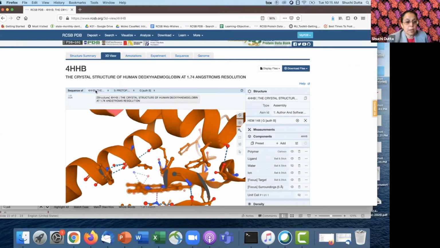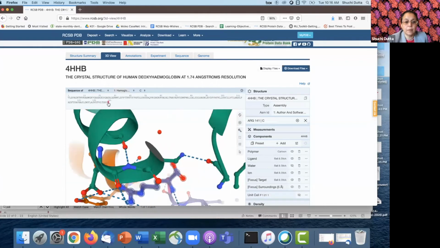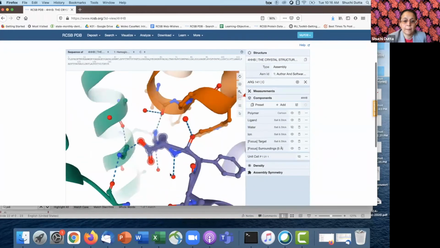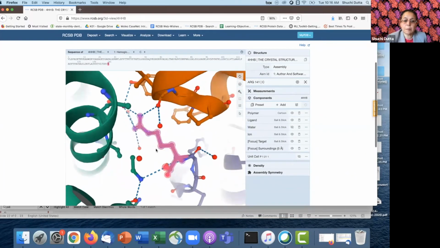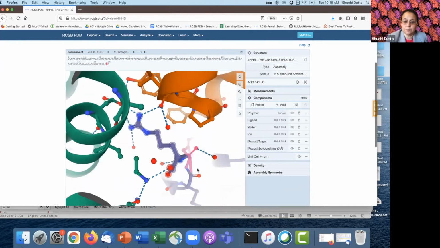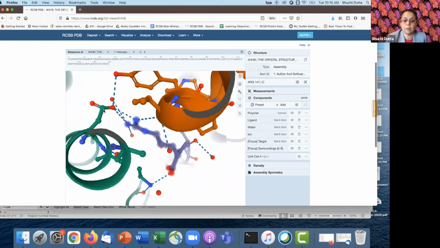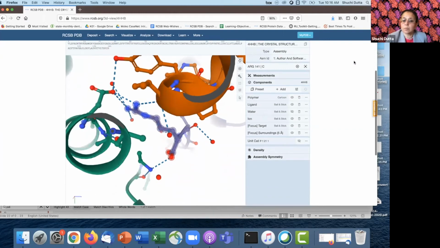So the way I would go about this is I would go to chain C by selecting the entity 1 and chain C. So now I'm looking at chain C's sequence. If I click on this arginine, this purple colored arginine is the one in question. So notice this arginine is interacting with, let me just move this down.